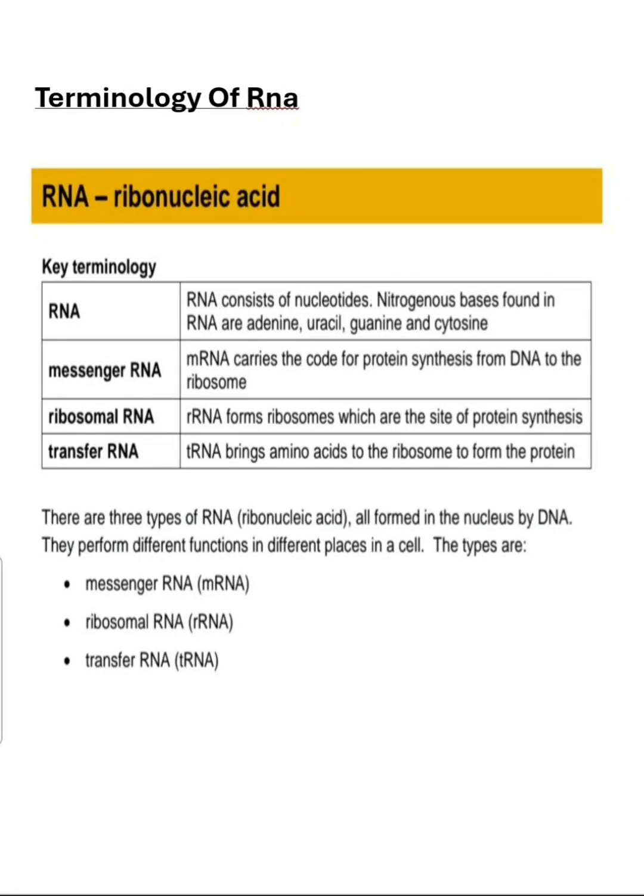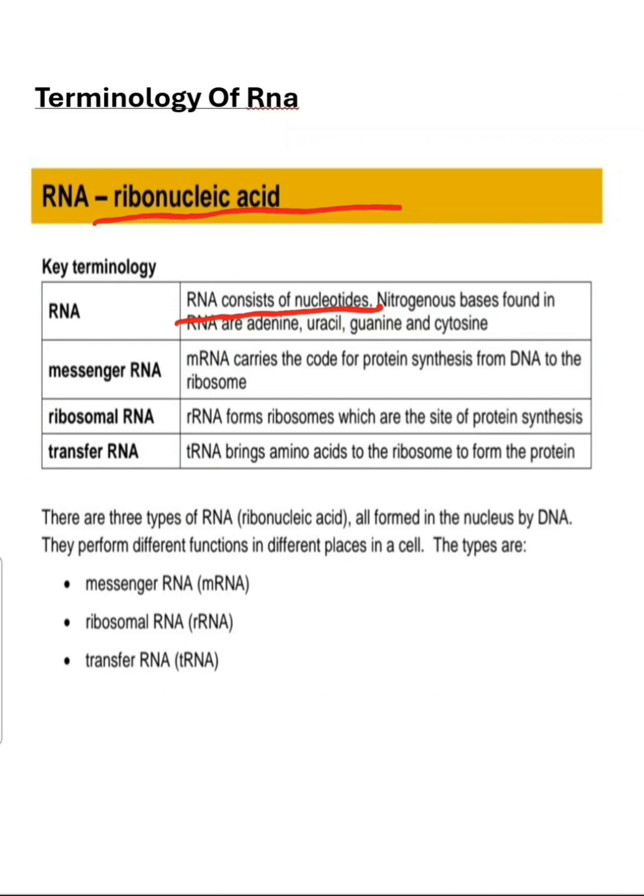So today we'll be learning about RNA. RNA stands for ribonucleic acid. You should know how to spell it, because if you spell it wrong, they might mark you wrong in the exam. All right. So RNA consists of nucleotides. Nucleotides are basically monomers. So what are monomers? Monomers are the building blocks of both DNA and RNA.